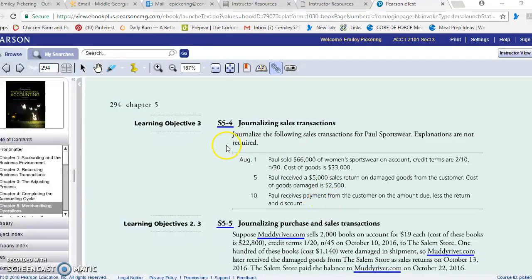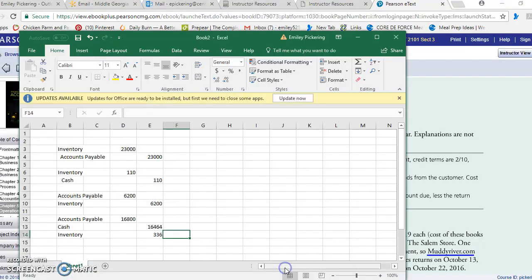So the next one is coming from the seller's side. So I'm doing 5-4 here. So we sold 66,000 of sportswear on account. Cost of goods sold is 33,000. So let's go ahead and record that sale.